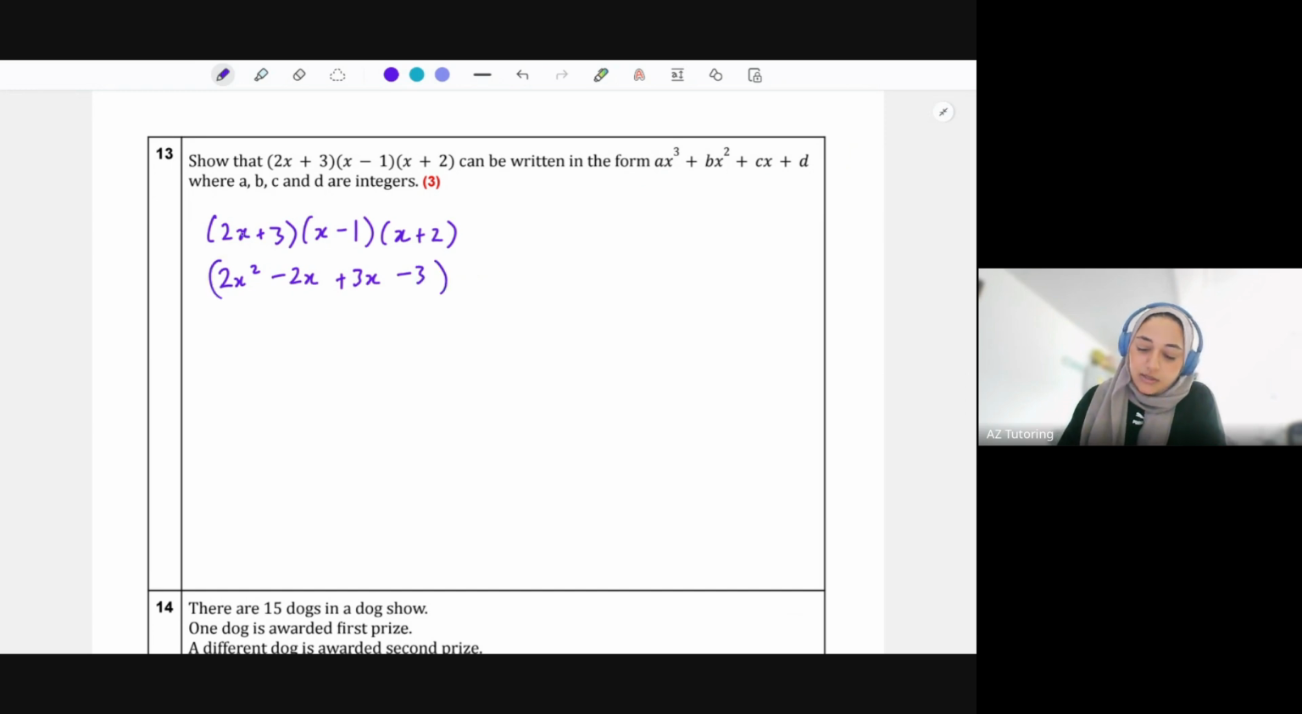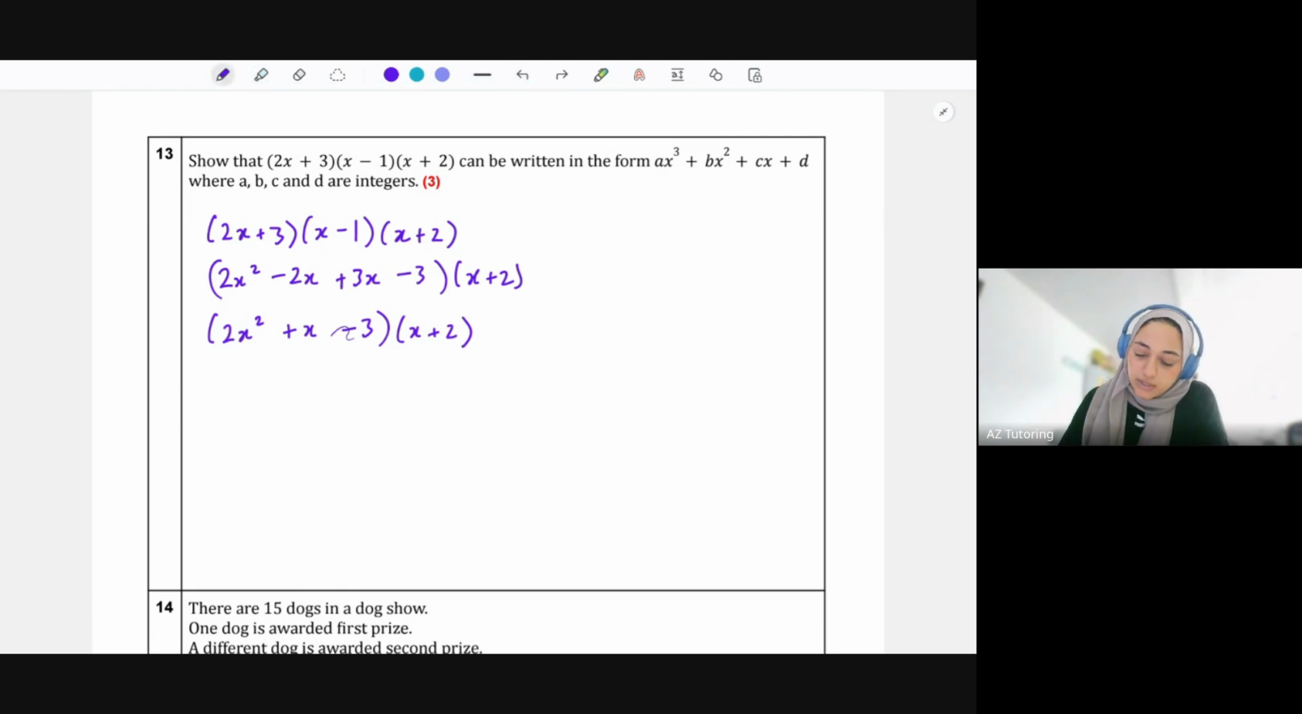So I've expanded these two brackets. And then I'm just going to write x plus 2 down. Let's simplify this. 2x squared minus 2x plus 3x is plus x, minus 3, times x plus 2. Now what I'm going to do is I'm going to do 2x squared times both of these, and then I do x times both of them, and then I do minus 3 times both of them.